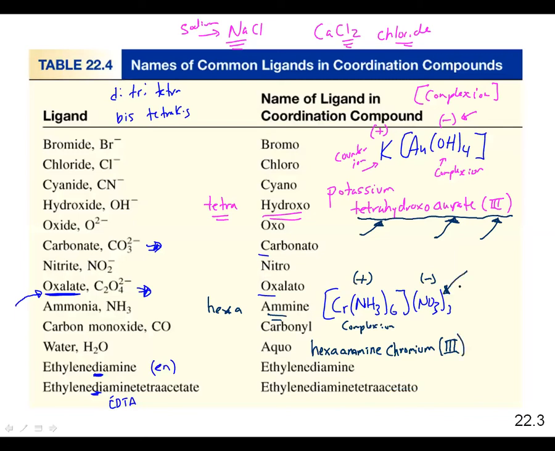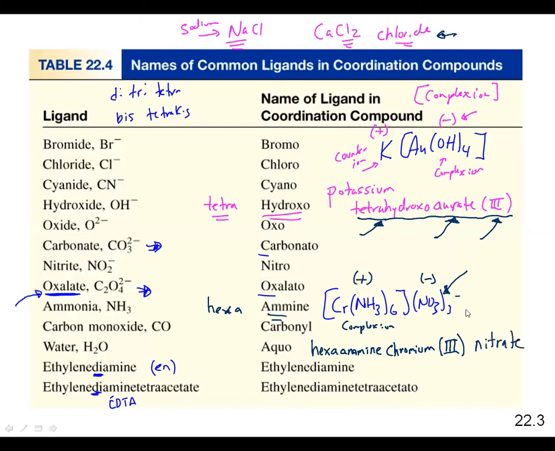So just like I was talking about up here, that if we had Cl2, we wouldn't call it anything like dichloride or anything like that. We would just simply call it chloride. So here we're just going to use the name of the counterion, even though there's 3 of them. It has no effect on the name. And that counterion is nitrate. So this is hexammine chromium 3 nitrate.